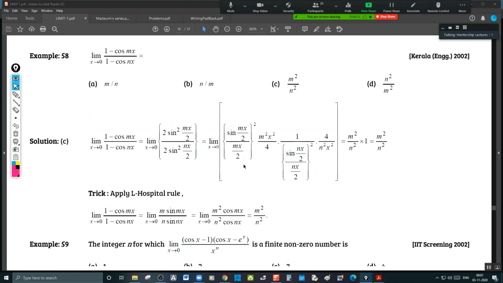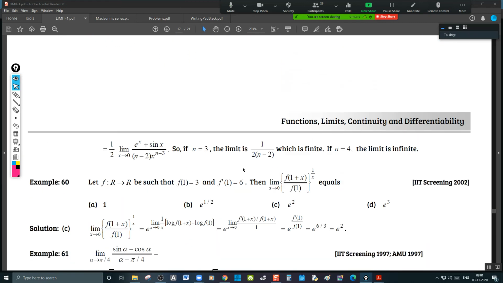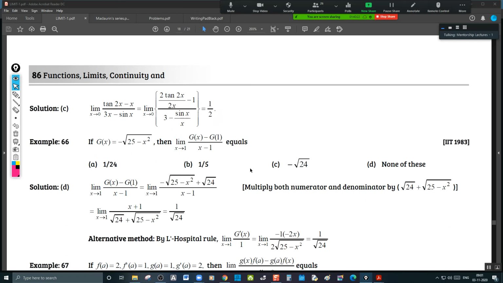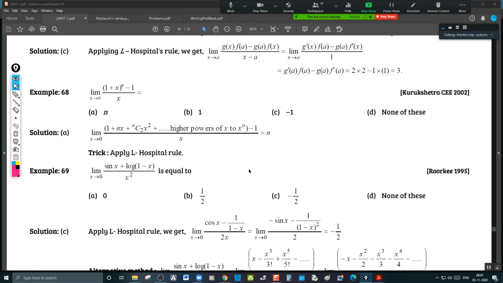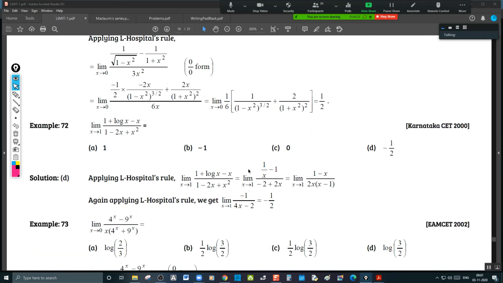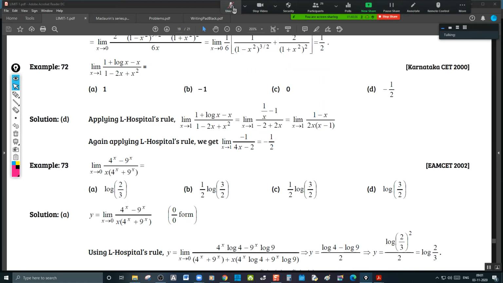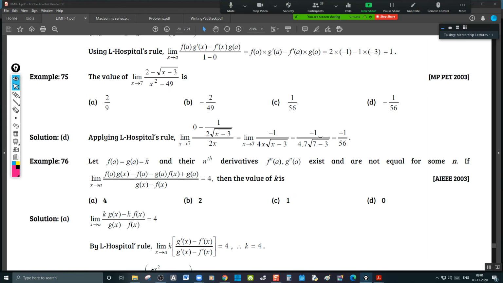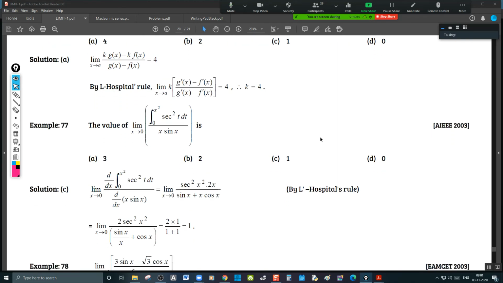Okay, now next is the exponentials. Exponentials are 1 power infinity form and infinity power 0 form, and all this comes under exponentials. And you have to remember the Leibniz rule also in this case, please.